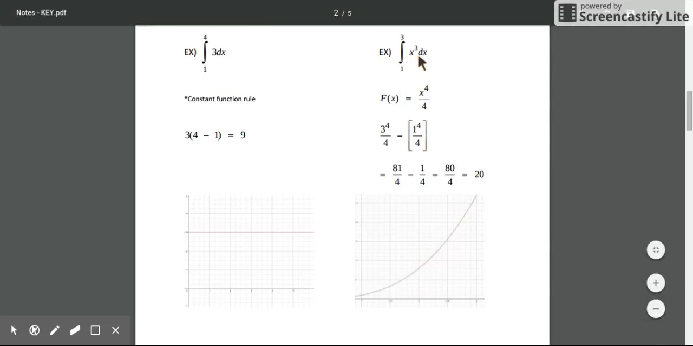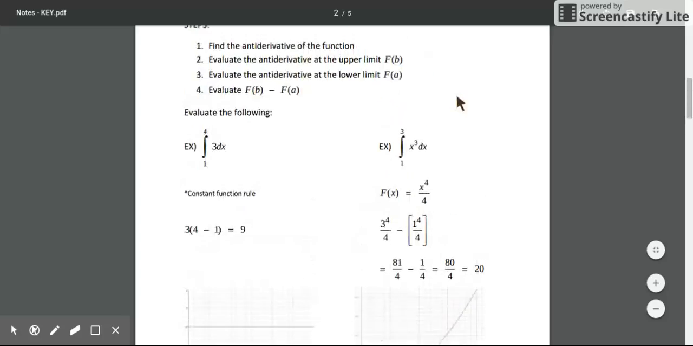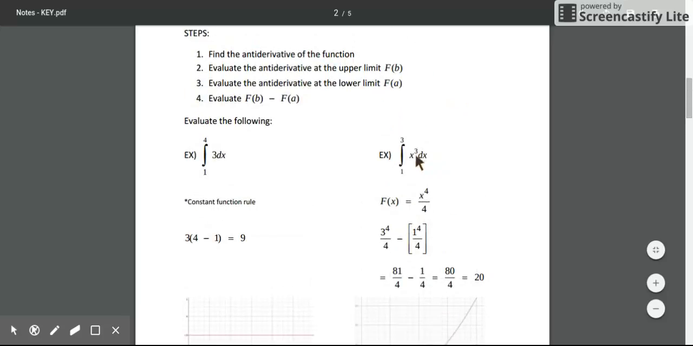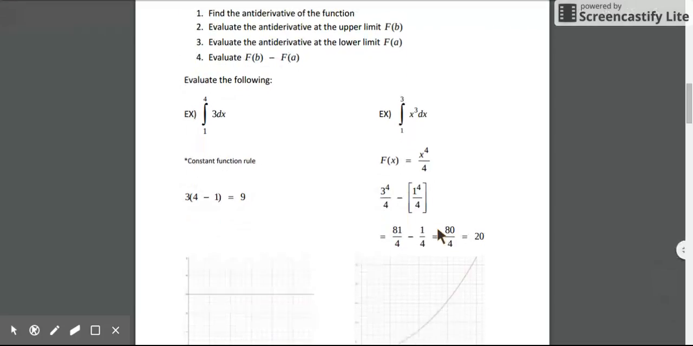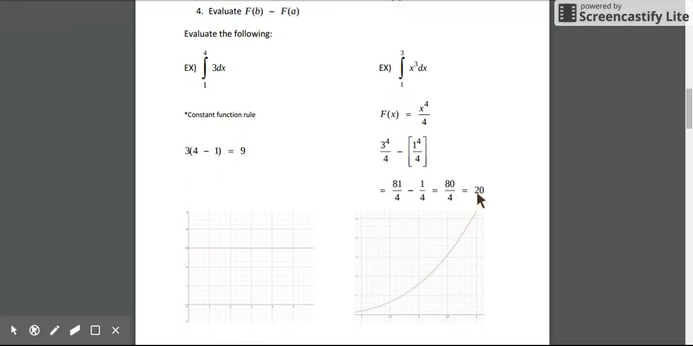Here, we're going to find the antiderivative first. That's our first step. So the antiderivative of x cubed is x to the fourth divided by 4, or 1/4 of x to the fourth. We're going to evaluate that using the upper limit. So we're going to plug the upper limit into that. And then we're going to subtract the antiderivative evaluated at the lower limit. So we're going to plug the lower limit into the function and just subtract it in that specific order. Evaluate, and you get your exact area under this graph.